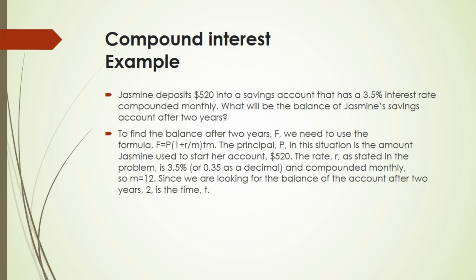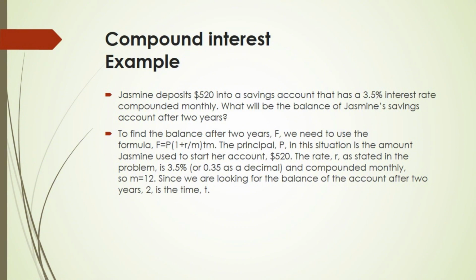Let us have another example. Jasmine deposits $520 into a savings account that has a 3.5 interest rate compounded monthly. What will be the balance of Jasmine's savings account after 2 years? To find the balance after 2 years, F, we need to use the formula F equals P, 1 plus R over M. The TM is supposed to be an exponent, so it's a typo error.